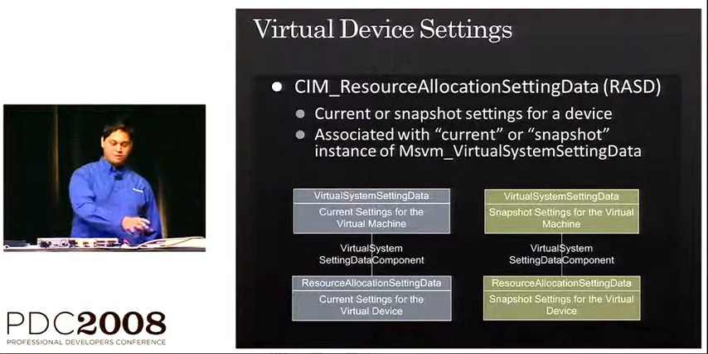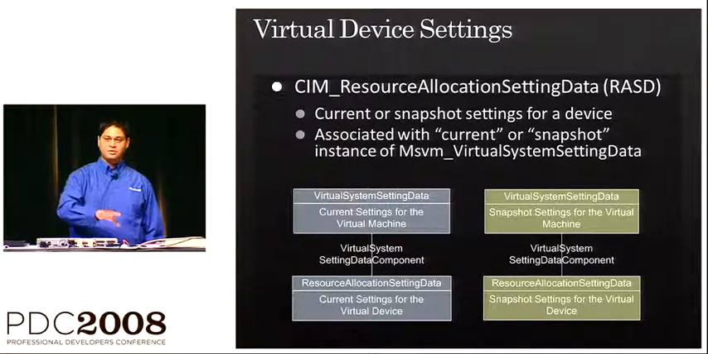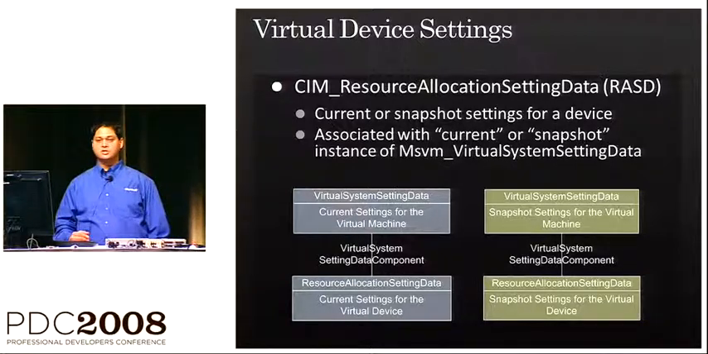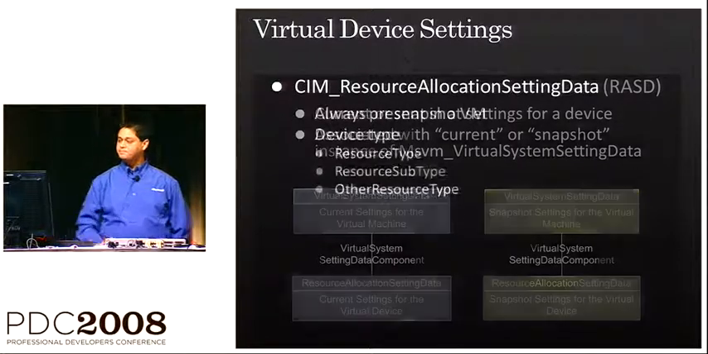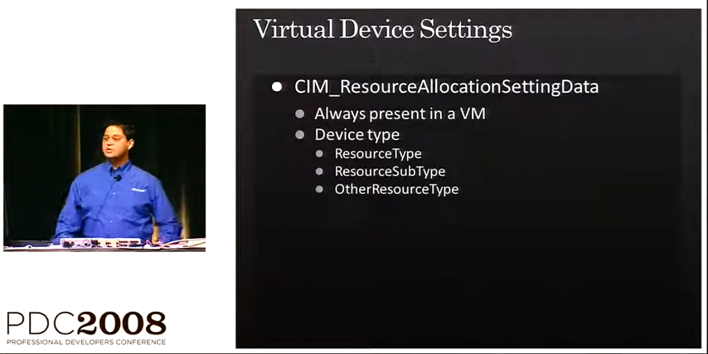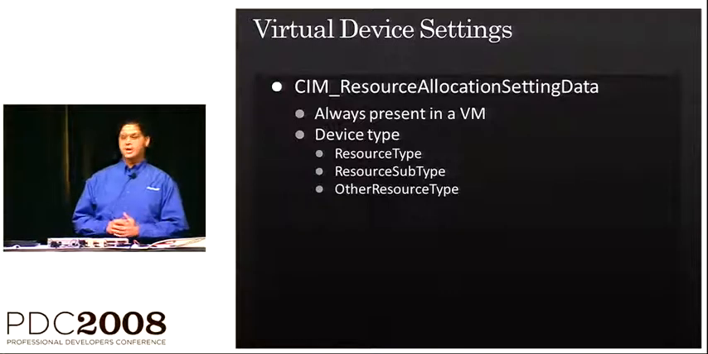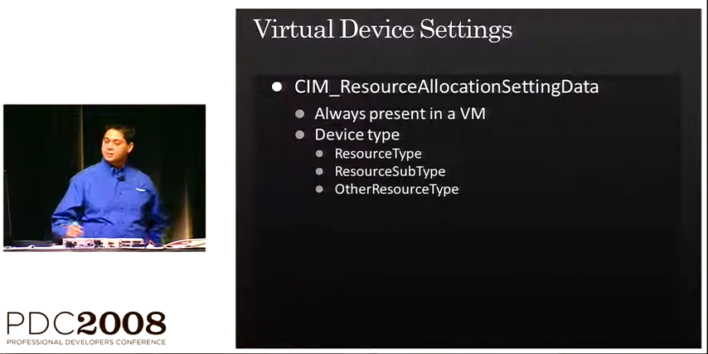So you're going to go from the VM, follow one of the associations to the VSSD you want, whether it's a snapshot or the current, and from there go down to the RASD instances to figure out what the settings for my device are on that particular snapshot or the current settings. So resource allocation setting data, unlike the logical devices that we were talking about, is always present in the VM. It doesn't matter whether the VM's on, off, running or not.